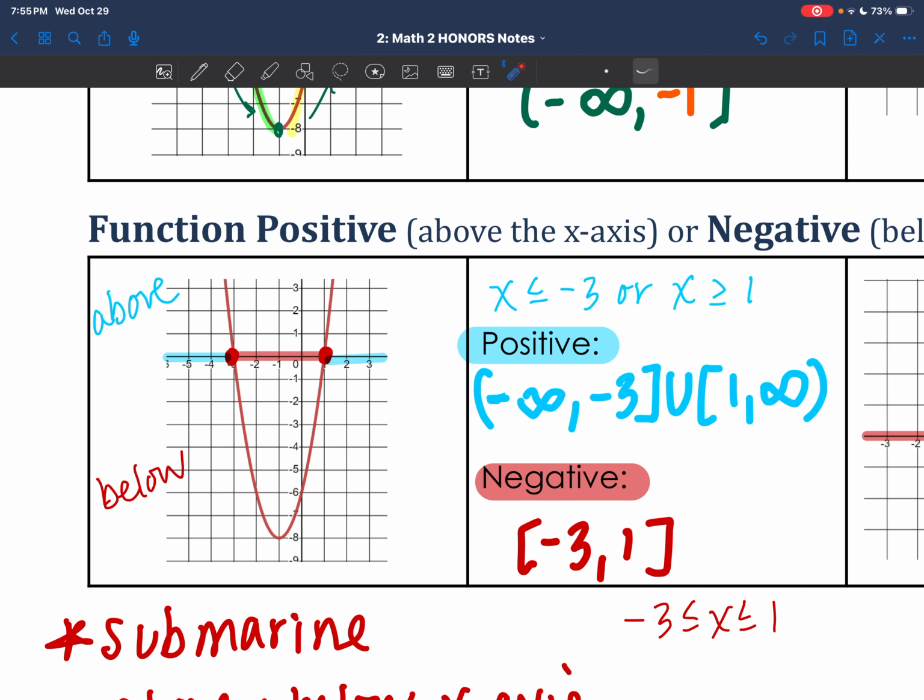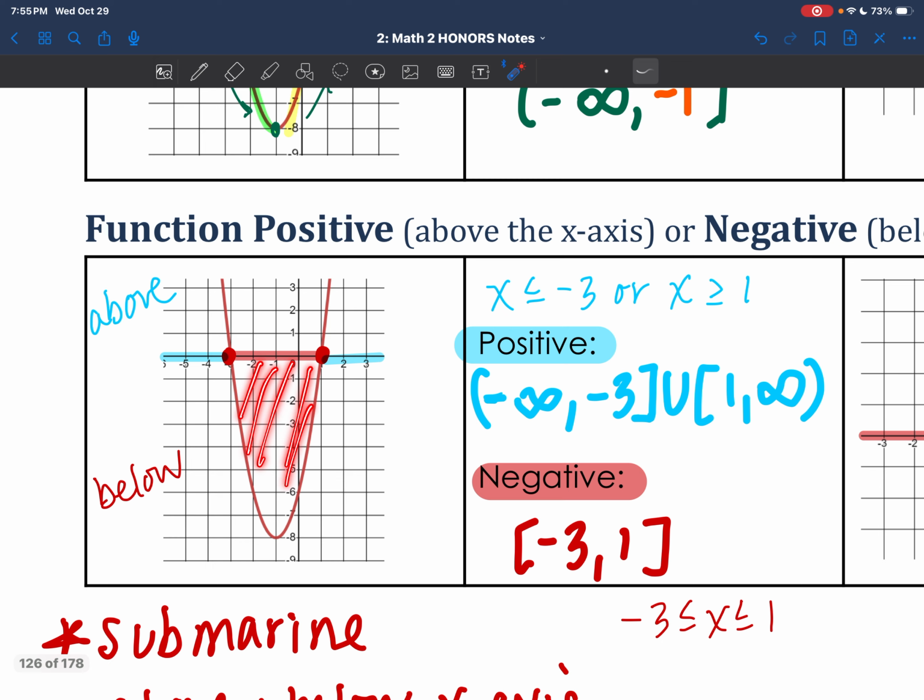For your interval, it's coming from -infinity, and then it stops here. So parenthesis, bracket, and it stops at -3. Don't forget the symbol for union, and then it goes from here to positive infinity. Now the negative portion is whatever is below, and in this case, it's just from here to here. That would be from -3 to 1, and you would use brackets since you're including both.